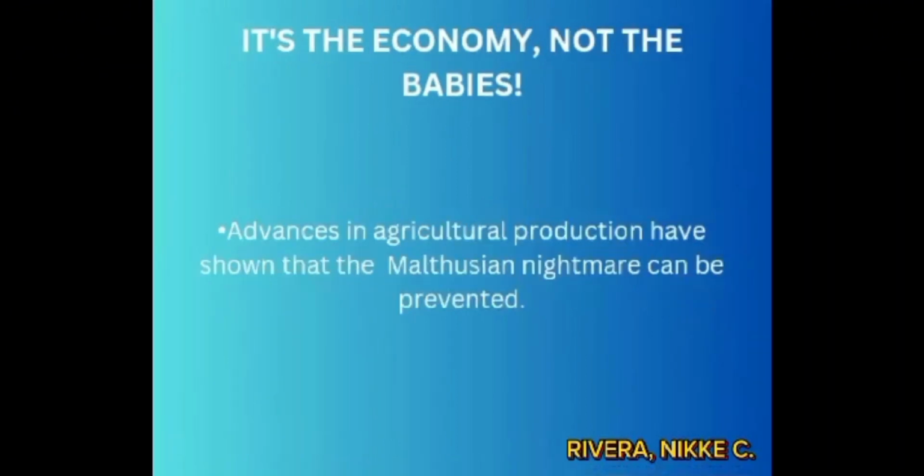Next is advances in agricultural production, which have shown that the Malthusian nightmare can be prevented. Advances in agricultural production means research on the cultivation of soil and crops, and the rearing of livestock. It focused on new methods and technologies for evolving agricultural processes, increasing yield, and conservation and breeding.